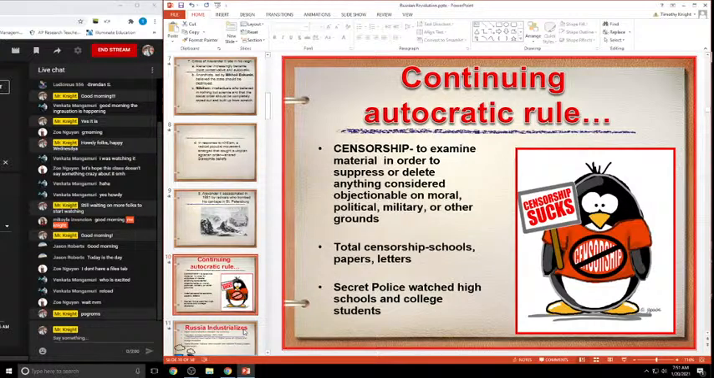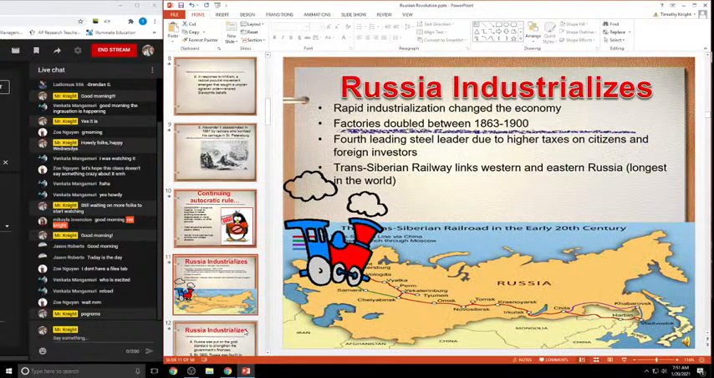And so this autocratic, authoritarian rule had been a practice. The point of this is to tell you that this had been a practice going long before Nicholas II. Nicholas II just continues some of these long-standing practices like the use of censorship, secret police, other things like that.